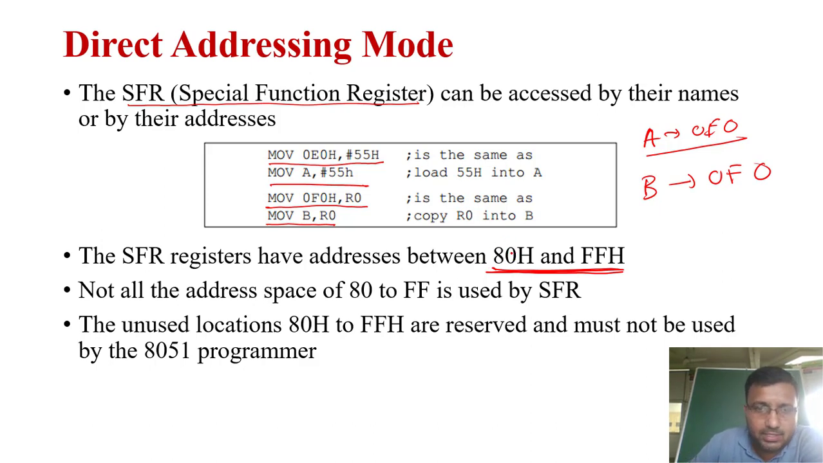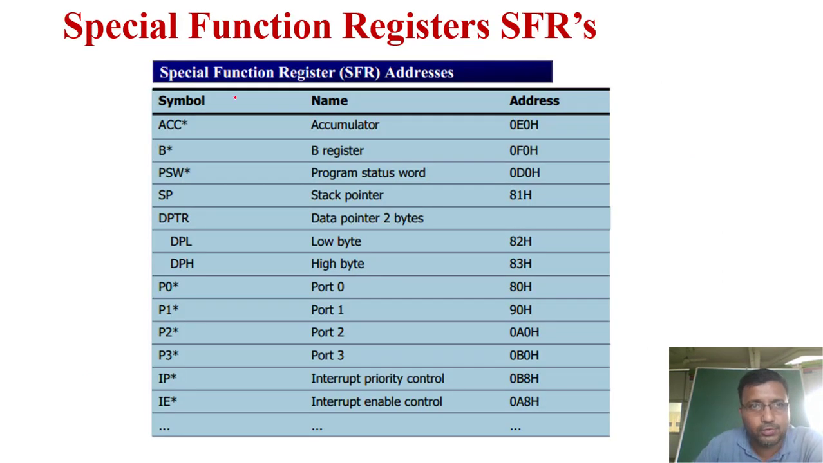Also, in the description I will give the link for the memory organization. Not all the addresses from 80 to FF can be used by the SFRs. There are some addresses that are reserved. The unused addresses from 80 to FF are reserved and must not be used by the 8051 programmer. So for the programmer, those addresses are not available. They cannot be used. And the list of those addresses is given. I will show you the list.